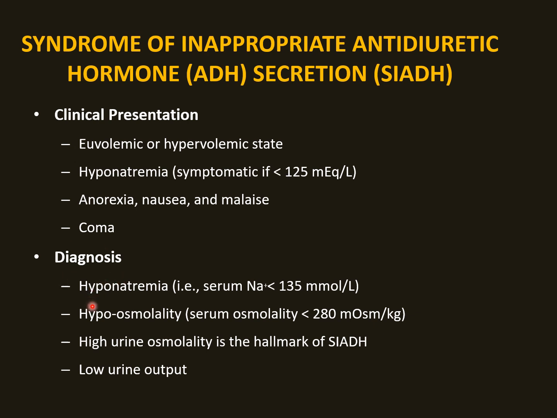Diagnosis, you will see here the patient is having hyponatremia, low serum sodium less than 135, hypoosmolality, or the serum osmolality is low, less than 280. High urine osmolality is the hallmark for SIADH. For cases of diabetes insipidus, the urine osmolality will be low. In this case, the urine osmolality will be high. Low urine output or decreased urine output.